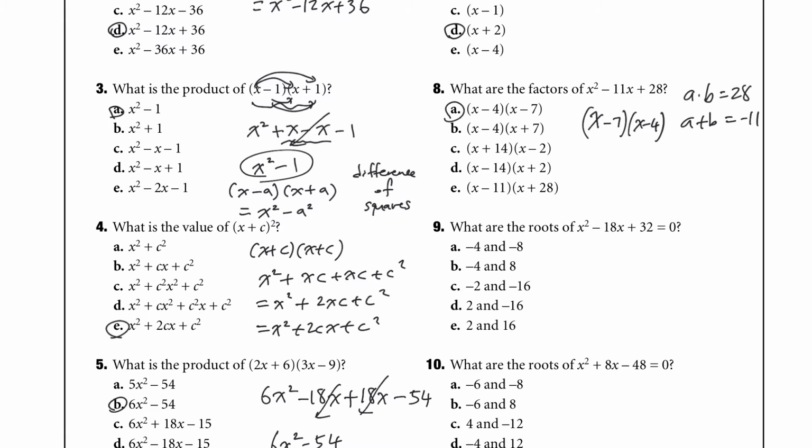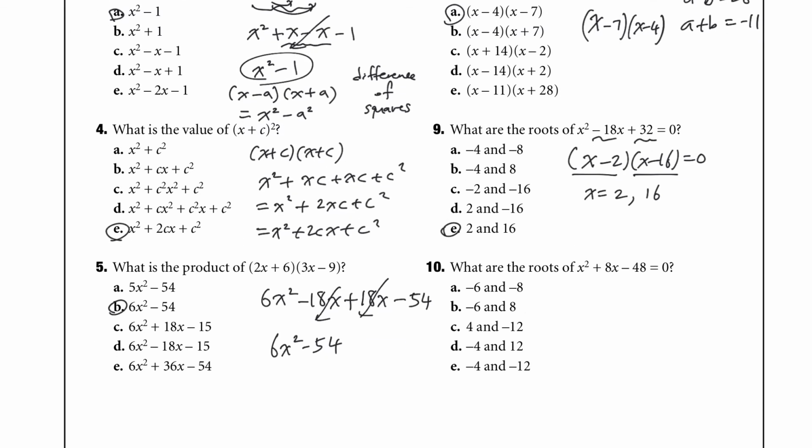What are the roots of x squared minus 18x plus 32 is equal to 0? Simply have to solve for x. And how do you do that? By factoring. So numbers that multiply to 32 and add to negative 18. Let's see, 1 and 32 doesn't work. 2 and 16, sure. So x minus 2 and x minus 16 gives you 0. So x is equal to, to make the product of these two expressions equal to 0, x is either 2 or 16. E.